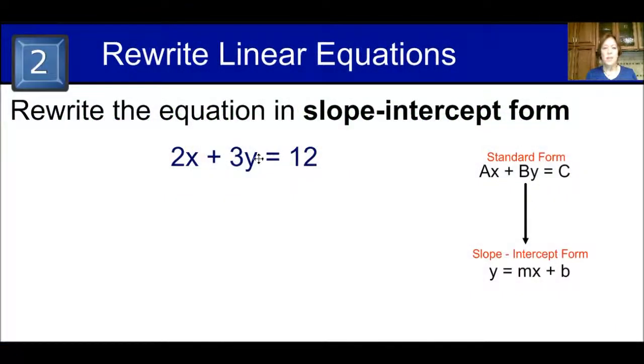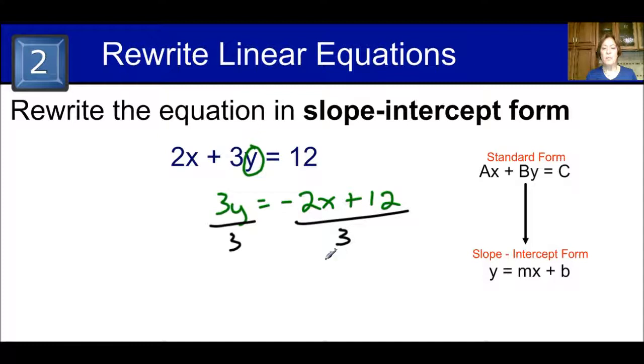Again, I'm trying to isolate the variable y. I see y is being multiplied by 3. It's also having 2x added. So the first step will be to subtract 2x from both sides. So I will copy the 3y down, then I will subtract the 2x and copy down the 12. Now because y is being multiplied by 3, the inverse of that is to divide both sides by 3.